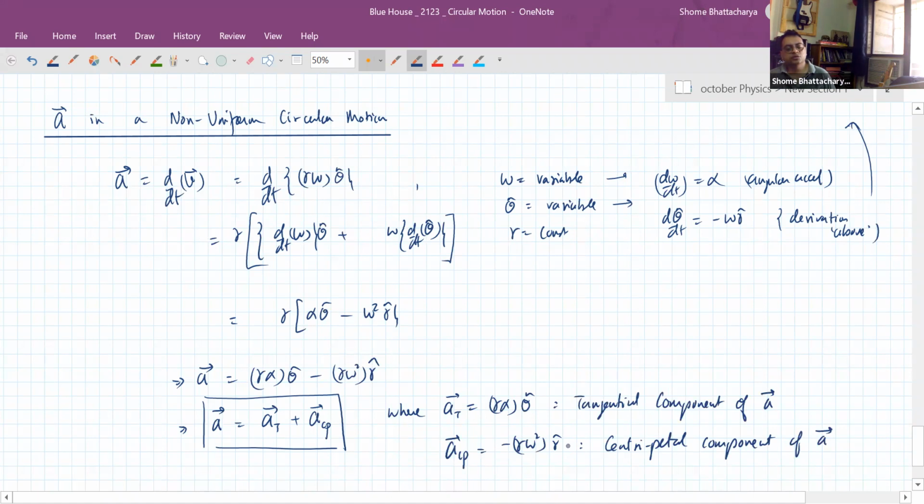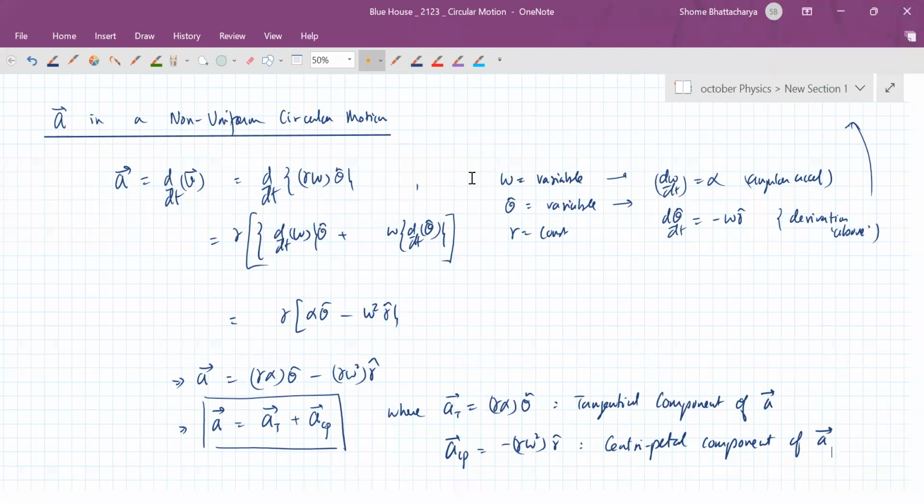In the case of uniform circular motion, alpha is 0. So automatically you can see that tangential acceleration becomes 0. So this acceleration's expression reduces to purely centripetal. So you can also think of uniform circular motion as a special case of this, where alpha is 0.